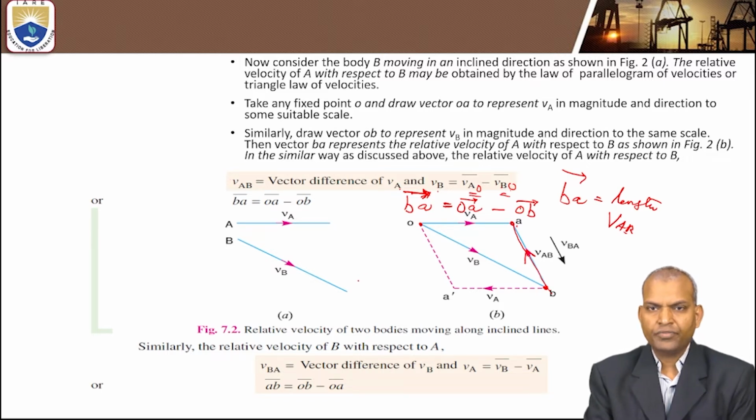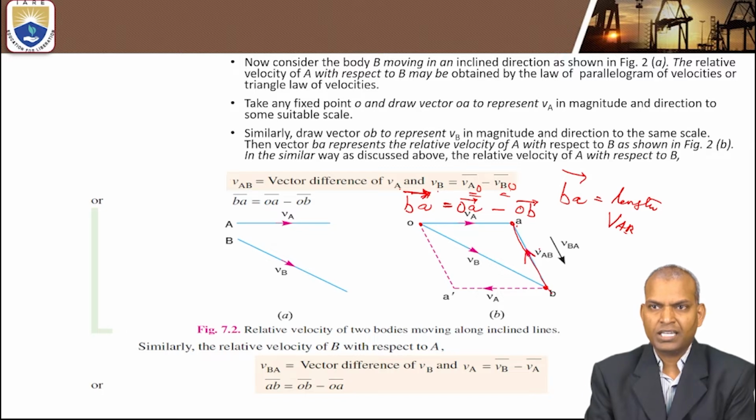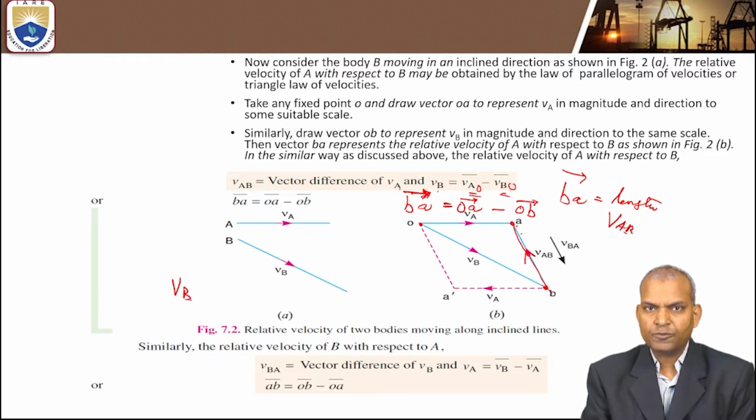Suppose you want the velocity of B with respect to A. You measure the same vector, then convert it with the scale, and it gives the velocity of B with respect to A. The vector form should be A to B as the direction, so the direction of the vector becomes the reverse direction. This is the way it works. Velocity of B with respect to A is the vector from point A to point B.